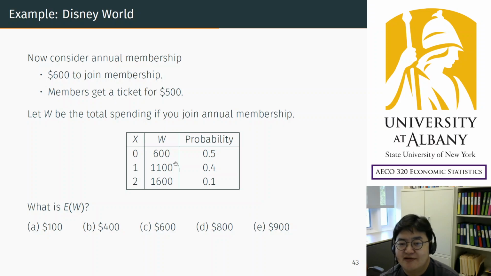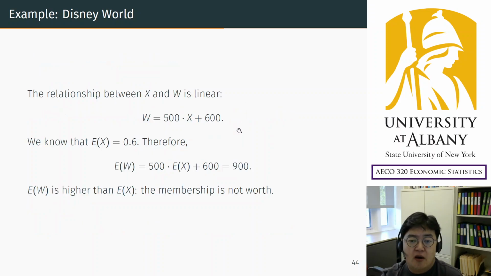Now, another exercise. What is the expected value of W, the spending, if you use this membership? And of course, what you need to think about first is whether this relationship is linear or not. If linear, the problem becomes pretty easy. If not, you need some algebra. Okay. So the answer is the relationship is linear, because it can be written in this way.